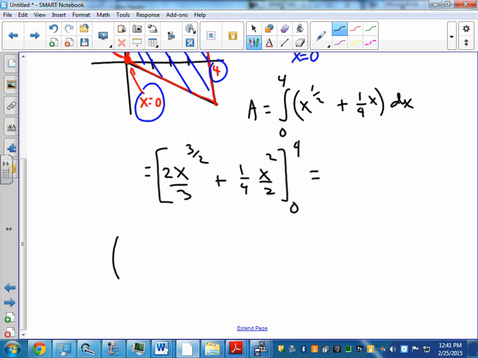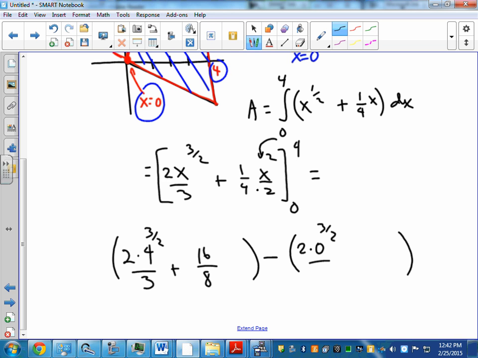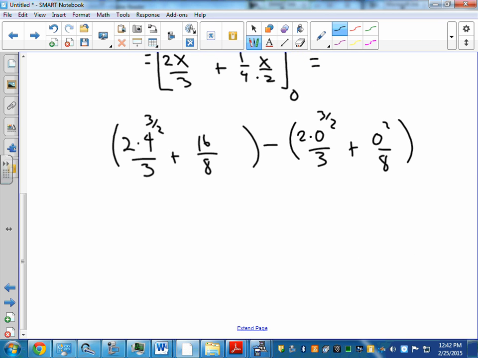So let's see. Parentheses minus parentheses. First parentheses, I've got 2 times 4 to the 3/2 over 3 plus 16 over 8, right? Because 4 squared is 16 and 4 times 2 is 8. And the back half, I have 2 times 0 to the 3/2 over 3, that's 0, plus 0 squared over 8, that's also 0. Working with polynomials and generally with algebraic functions, 0 is a nice number to work with because the back half often reduces to 0.